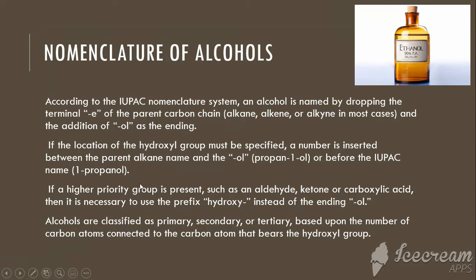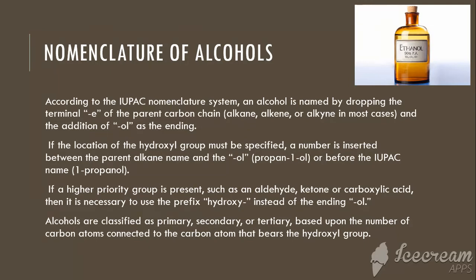So, naming of the alcohols. According to the IUPAC nomenclature system, an alcohol is named by dropping the terminal E of the parent carbon chain. So you're taking your alkanes, alkenes, alkynes, and then adding OL as the ending. If the location of the hydroxyl group must be specified, then a number is inserted either between the parent alkane name and the OL, as in propan-1-ol, or before the IUPAC name, so 1-propanol.